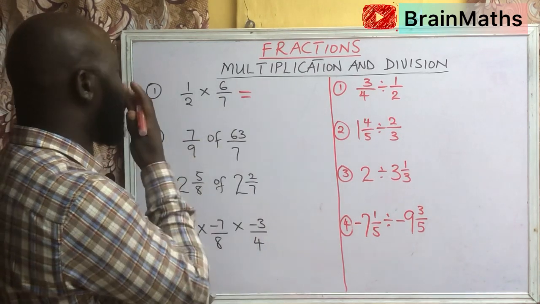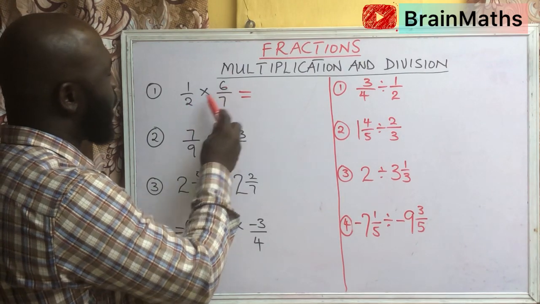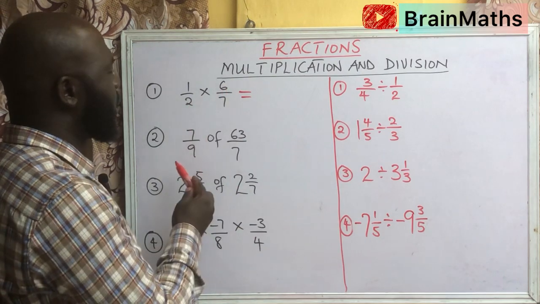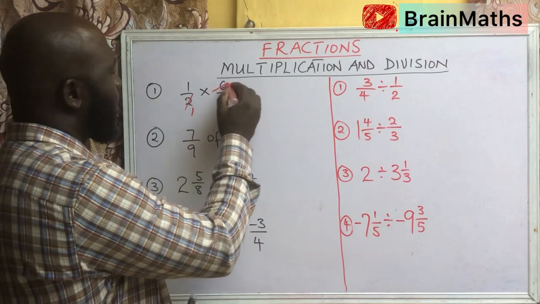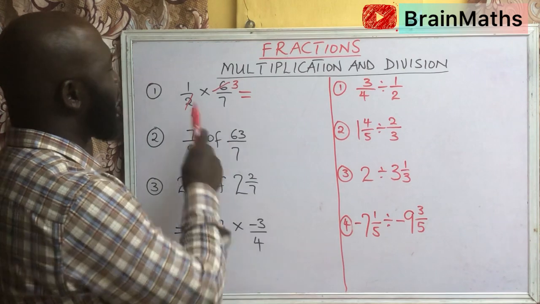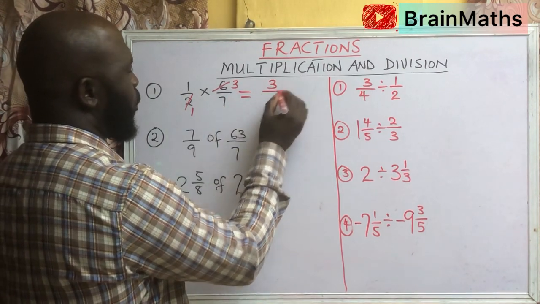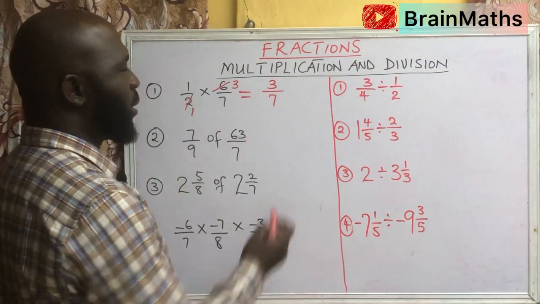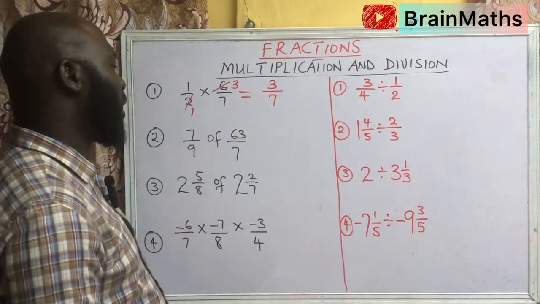Looking at this, we see that 2 and 6 have 2 in common, meaning 2 can divide 6. So we'll say how many 2 in 2? 1. How many 2 in 6? 3. So what are we left with? We are left with 1 times 3. That is going to give us 3 over 1 times 7, which gives us 7. And this is a kind of proper fraction. So this is our final answer for that.